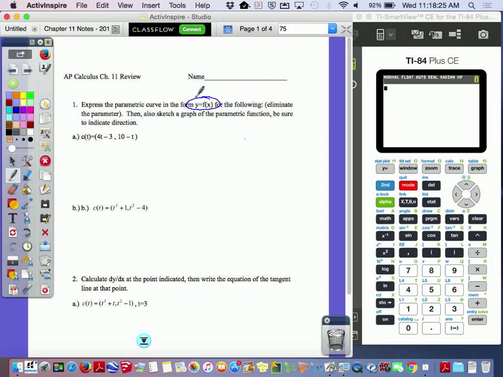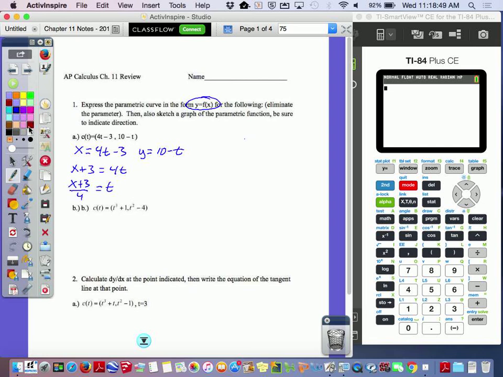So given a parametric function, we've got that x is equal to 4t minus 3 and y is equal to 10 minus t. So what I'm going to do is I'm going to solve x for t. So we'd add 3 and then I divide by 4. We'd get t is equal to (x plus 3) over 4.